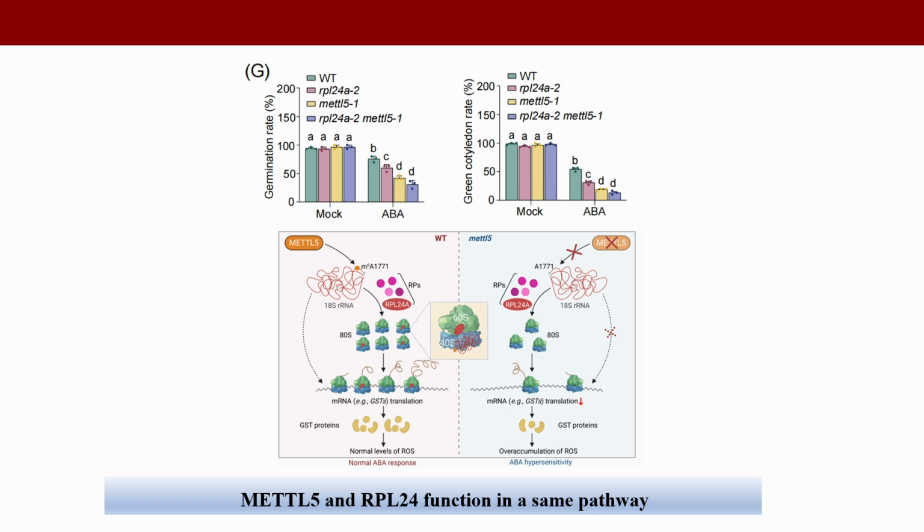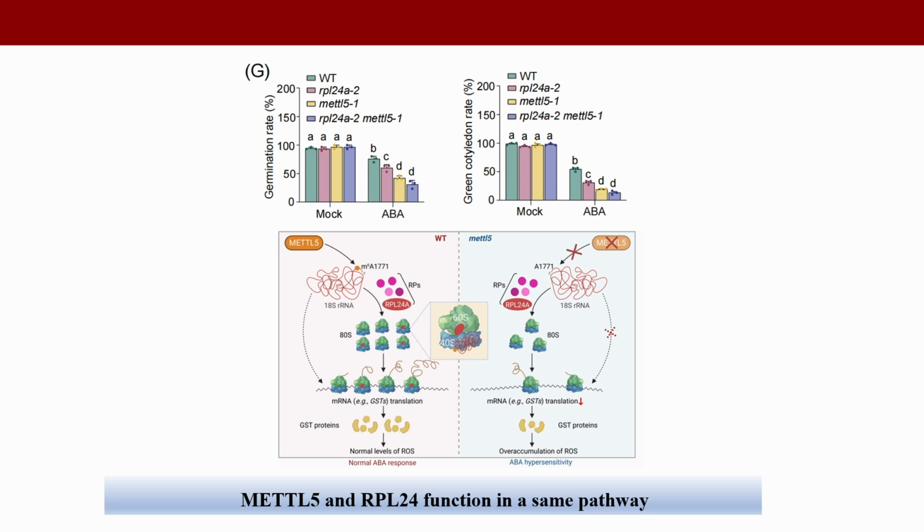Together, METTL5 catalyzes the m6A methylation at A1771 in 18S rRNA, a modification essential for its association with the ribosomal protein RPL24, facilitating the assembly of the 80S ribosome. This facilitates the translation of mRNAs encoding the GSTs, thereby maintaining normal ROS levels and ensuring proper ABA responses.